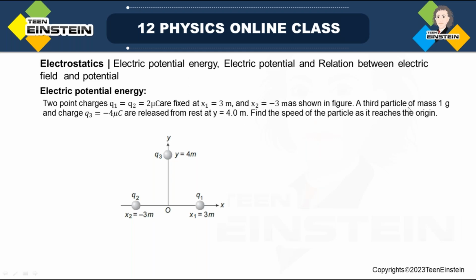A third charged particle which has mass 1 gram and charge minus 4 microcoulomb is released from rest at y equal to 4 meter. So the third charge is actually released from this particular place, which has vertical coordinate 4 meter at this position.